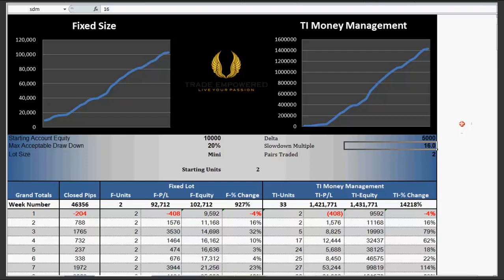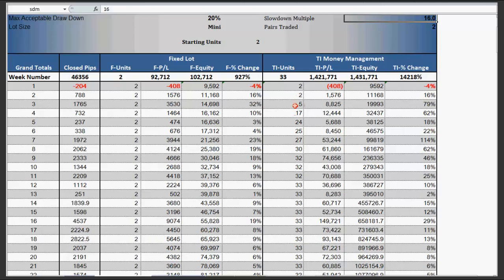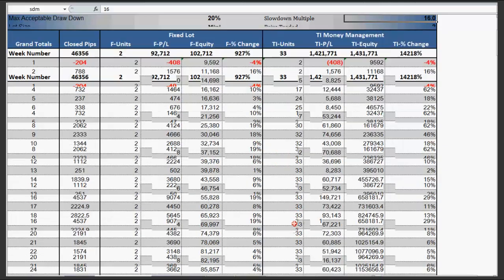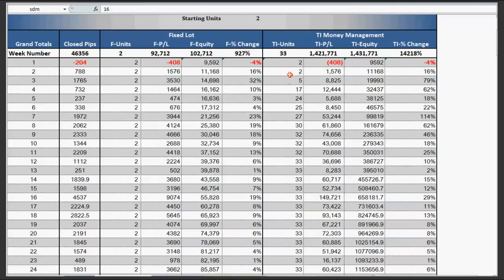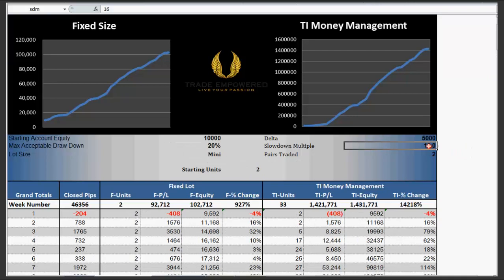So now, let's play with the slowdown multiple. Let's say, okay, I get this, but look at the rate that I'm increasing position size. I go from 5 contracts or 5 units to 17 to 24 to 25, then to 33. It increases so fast. I'm really nervous about coming in one day trading 2 units, and then 2 days later trading 17 units. That's just too much for me. I really am not comfortable with that amount of risk out there.